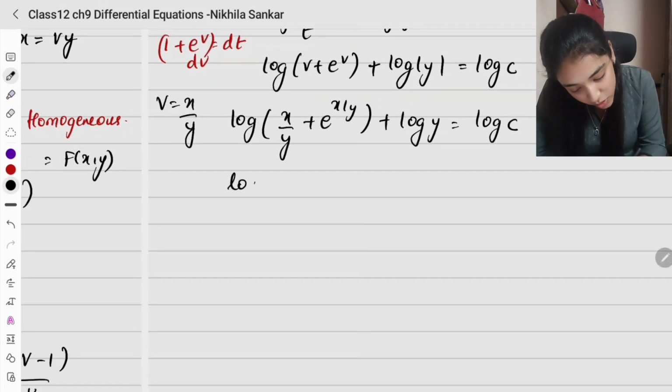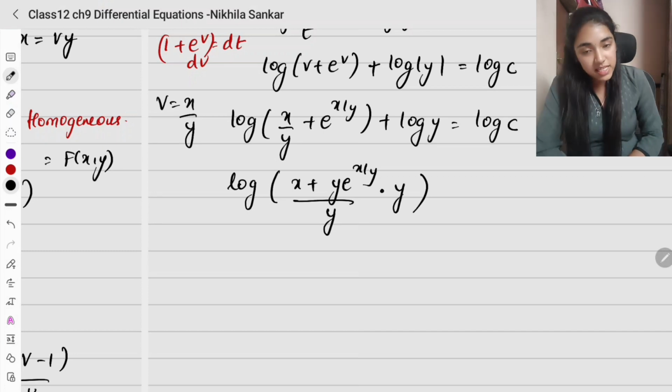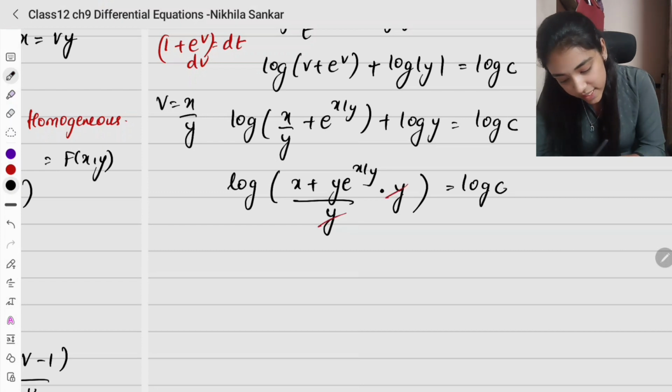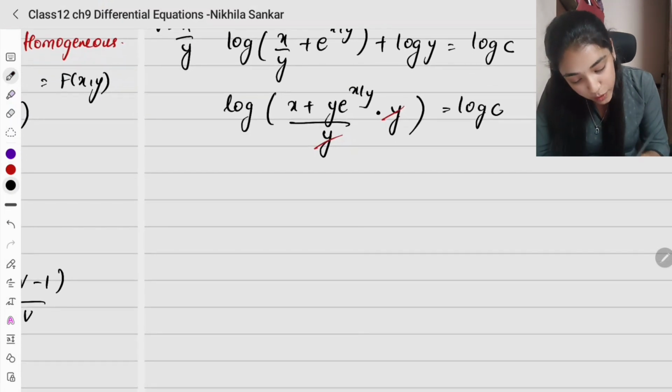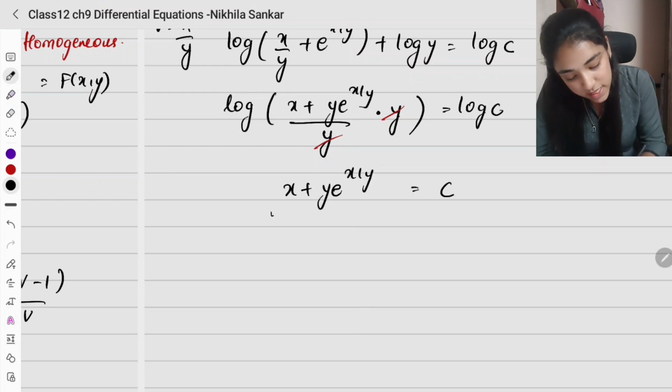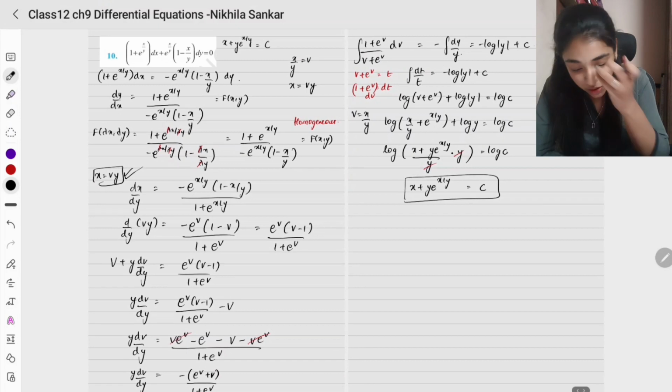There is the formula for log a plus log b, so I can write it as log a b. So log of (x plus y e to the power x divided by y) the whole divided by y, times y. Why am I doing this? If I take LCM, the y will cancel. Equals log c. So the y and the y get cancelled. So I'll be left with, taking exponent on both sides, x plus y e to the power x divided by y equals c. This is my final answer. Okay, please copy.